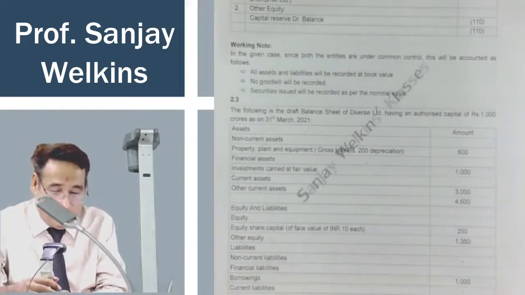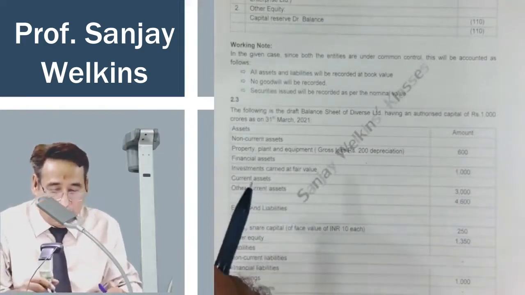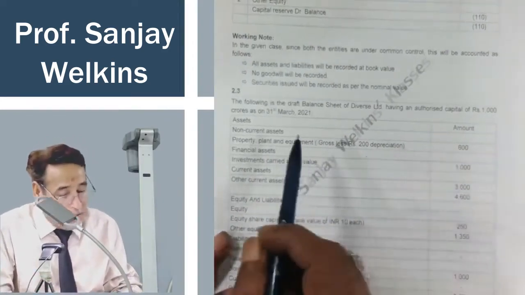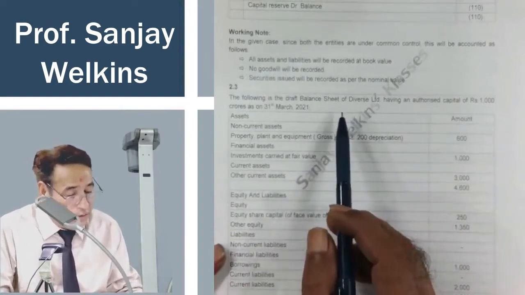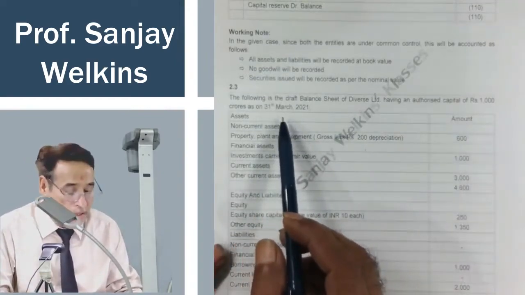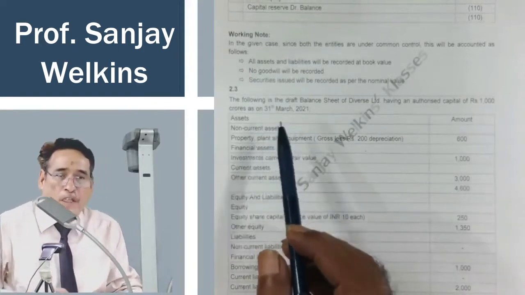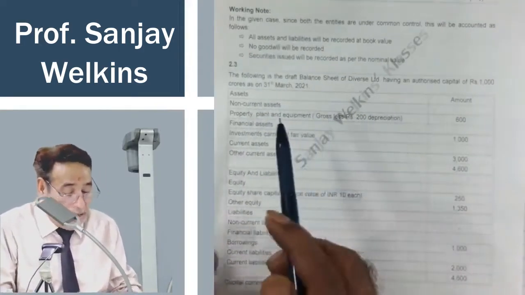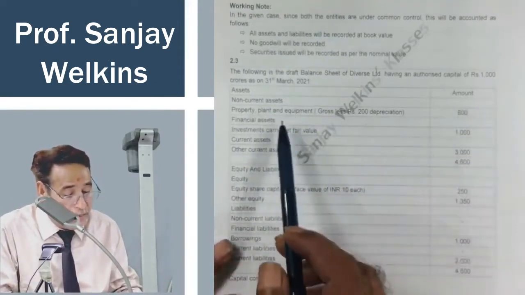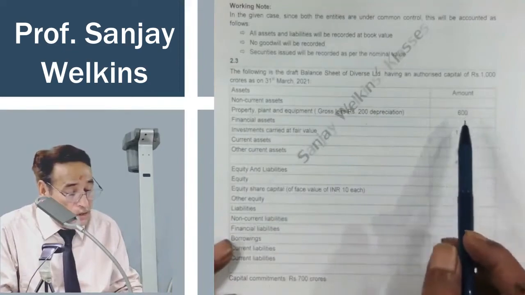So, 2.3, it's a bit stronger question than the two which we have done so far. So pay attention. Following is the draft balance sheet of Divers Limited having an authorized share capital of 1,000 crore as at 31st of March 2021. And you have been given non-current assets, property, plant and equipment. In the outer column it is given 600.